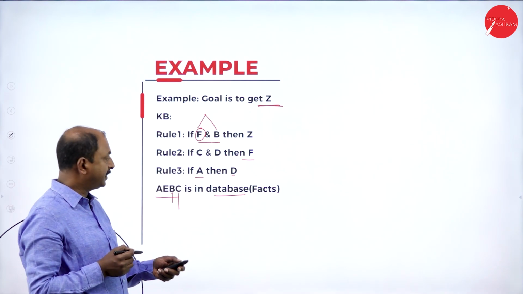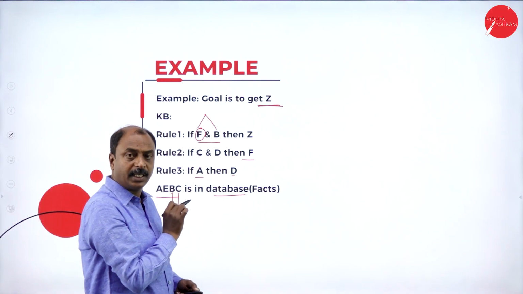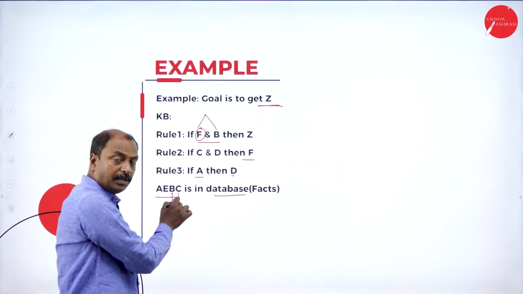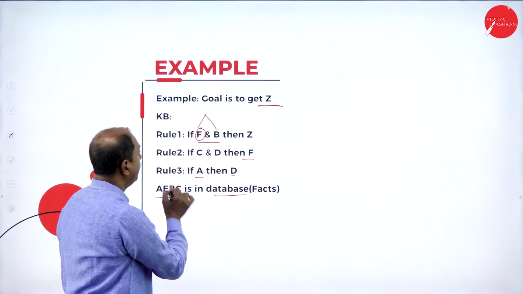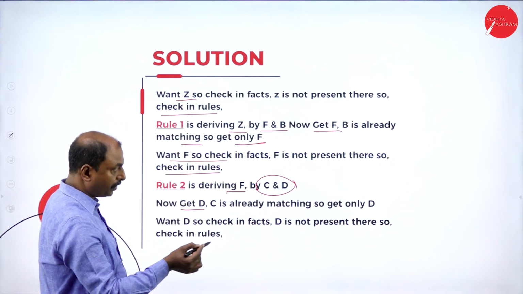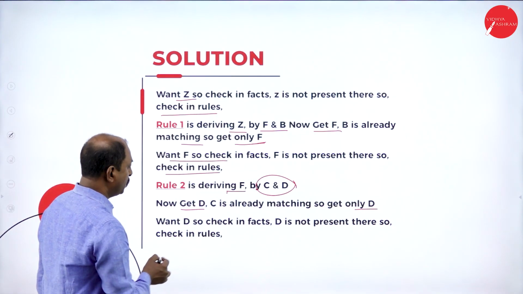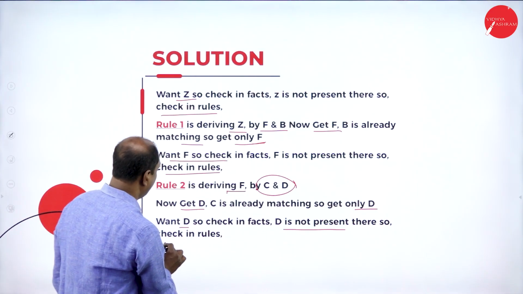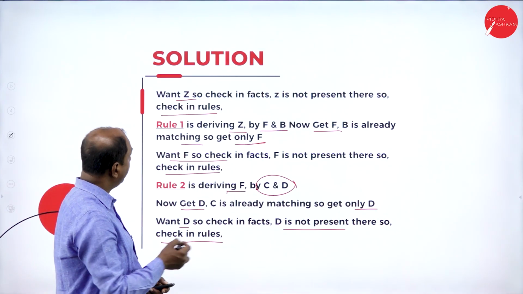C is already present here, because C and D, then only is it possible to get F here. Because of that, we have C already in the database, so we have to get or derive D into the database. So accordingly, look into the steps here. C is already matching, we have to get only D. We want D, so check in the facts, D is not present, so we have to check in the rules once again, the next rule.